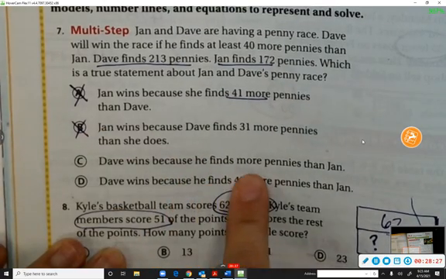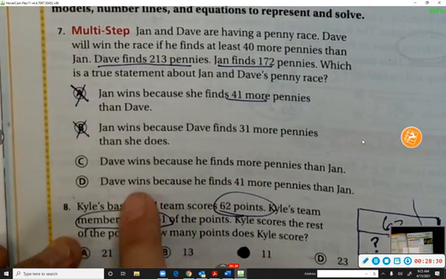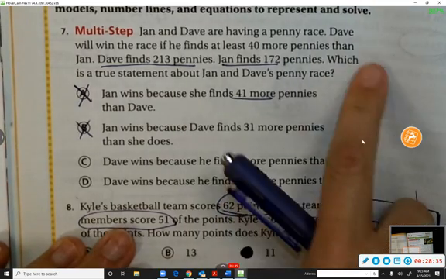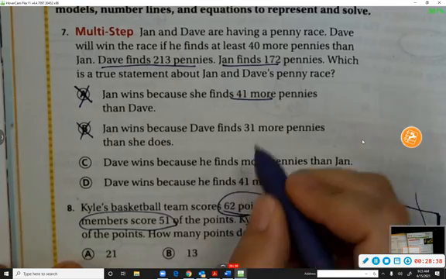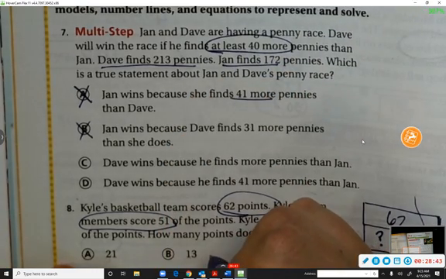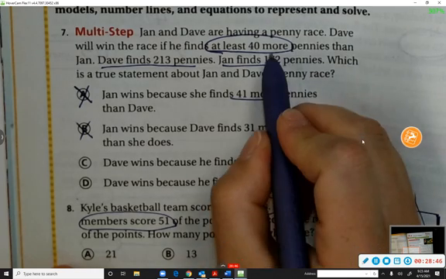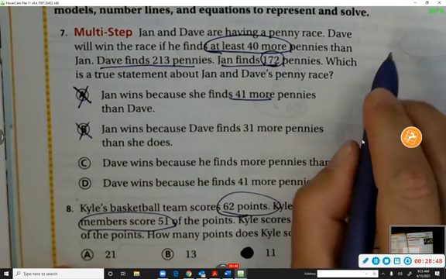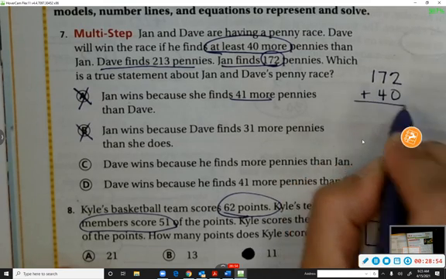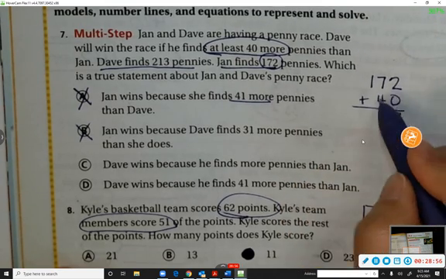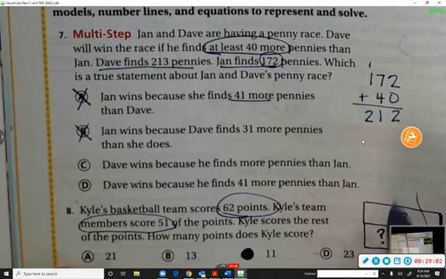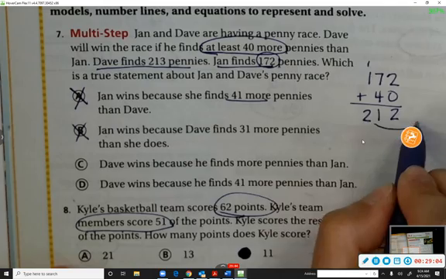Dave wins because he finds more pennies than Jan. Dave wins because he finds 41 more pennies than Jan. Okay, well it said Dave will win the race if he finds at least 40 more pennies than Jan. So I need to figure out what's 40 more than Jan. So 172 plus 40. 7 plus 4 is 11. 1 plus 1 is 2. Okay, so that's 40 more.